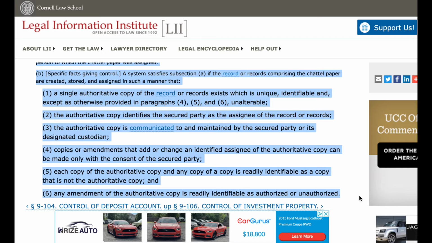4. Copies or amendments that add or change an identified assignee of the authoritative copy can be made only with the consent of the secured party. 5. Each copy of the authoritative copy and any copy of a copy is readily identifiable as a copy that is not the authoritative copy. And 6. Any amendment of the authoritative copy is readily identifiable as authorized or unauthorized.